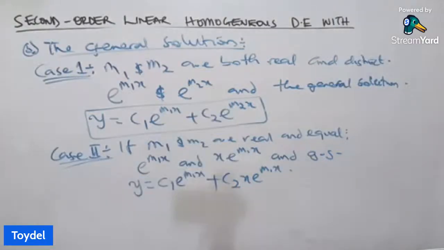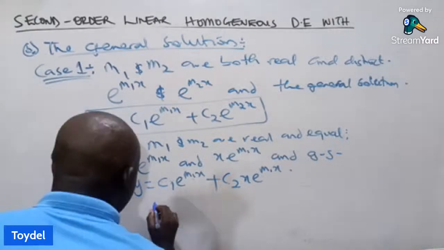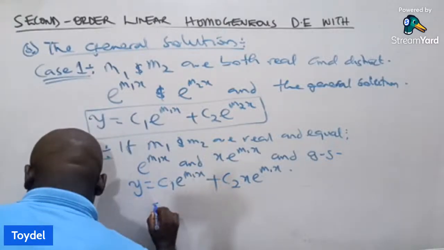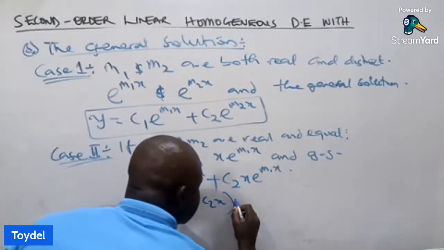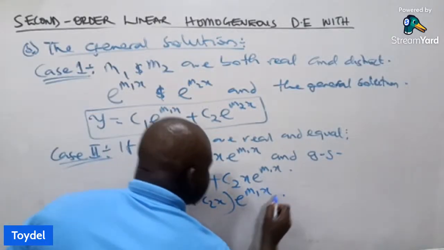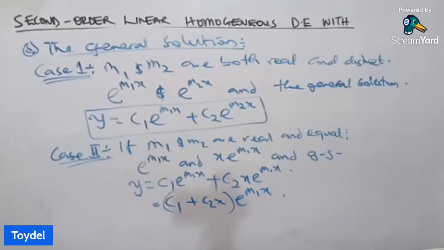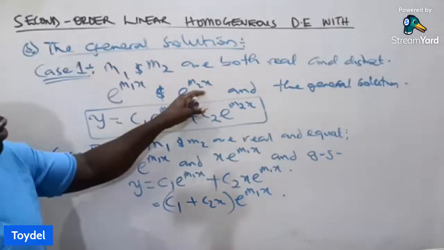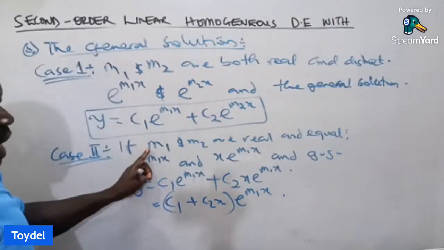Then if we factorize this, we are going to get (C1 plus C2x) into brackets e^(M1x). Under the second condition, we realize that the two roots of that equation are real and equal. M1 is equal to M2. In the first case, they are distinct, M1 is different from M2, when we find the roots of that characteristic equation. But here, M1 is equal to M2.